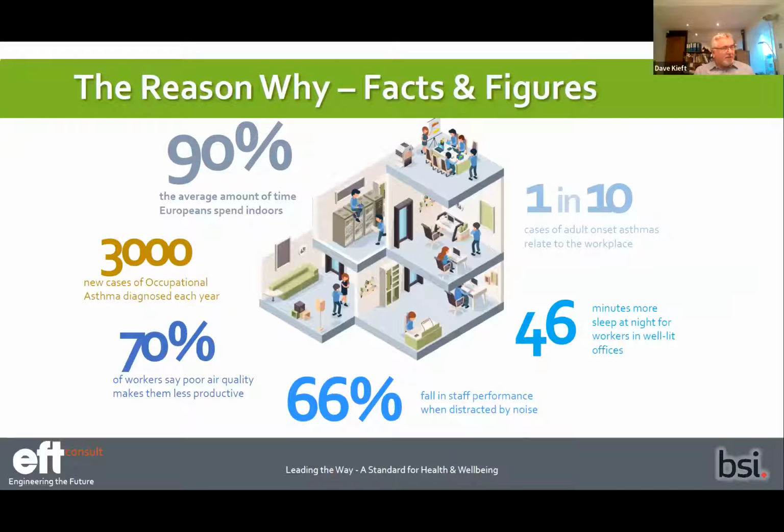As you can see from that slide, the facts and the figures: 90% of Europeans' time is spent indoors, which obviously is an issue. 3,000 new cases of occupational asthma are diagnosed each year. 70% of workers say poor air quality makes them less productive. 66% fall in staff performance when distracted by noise. 1 in 10 cases of adult onset asthma relate to the workplace, and 46 more minutes of sleep at night for workers in well-lit offices. There are a lot of things that happen in that environment, from particulate matter and lots of different things, that affect well-being in the built environment.